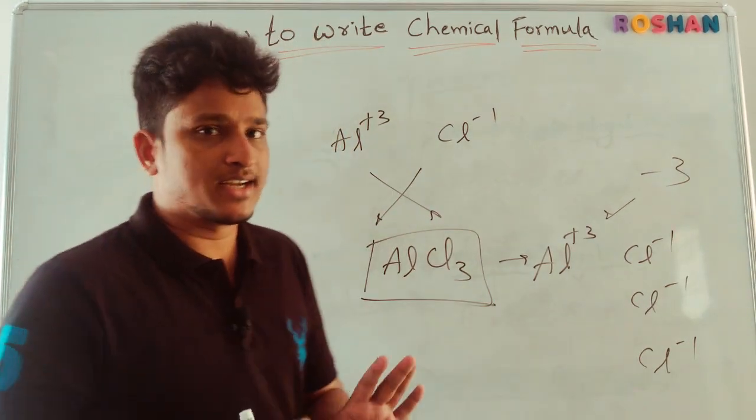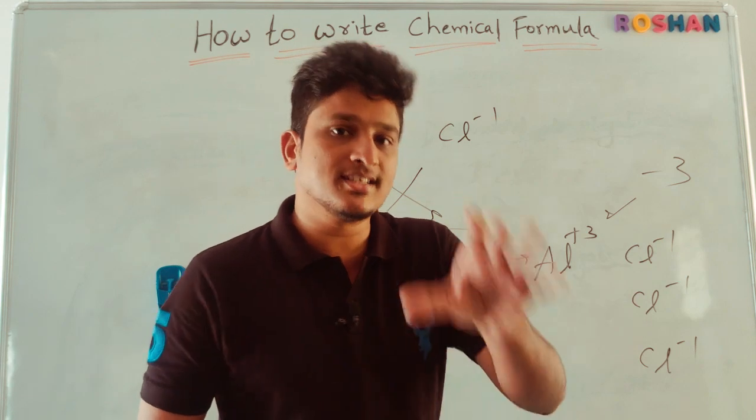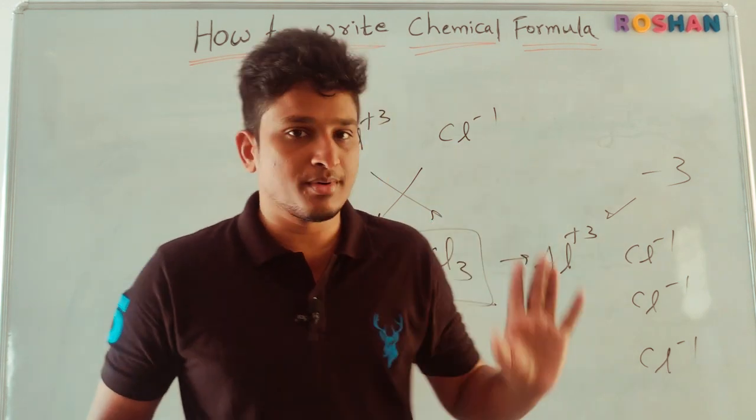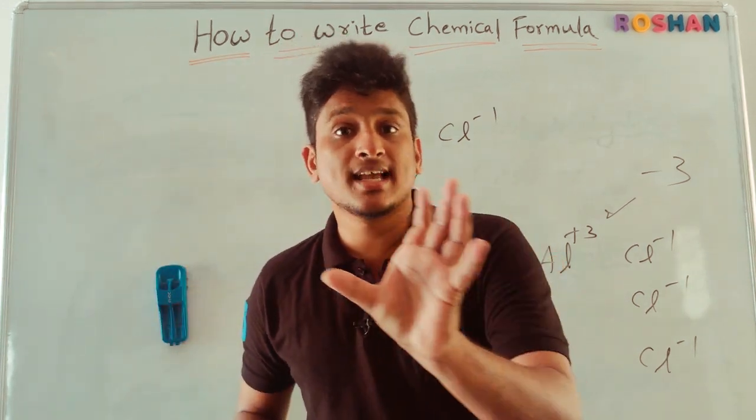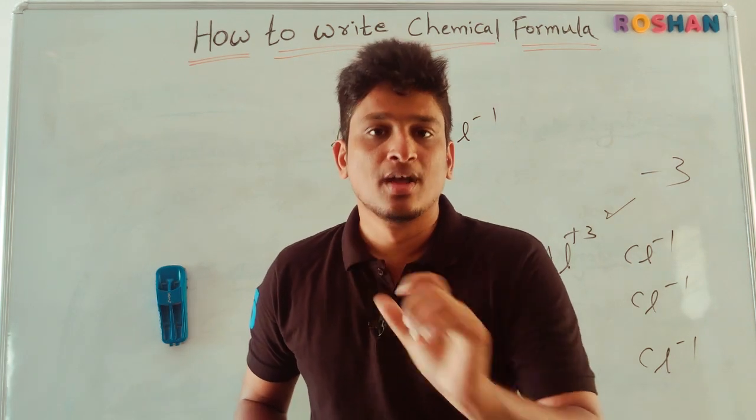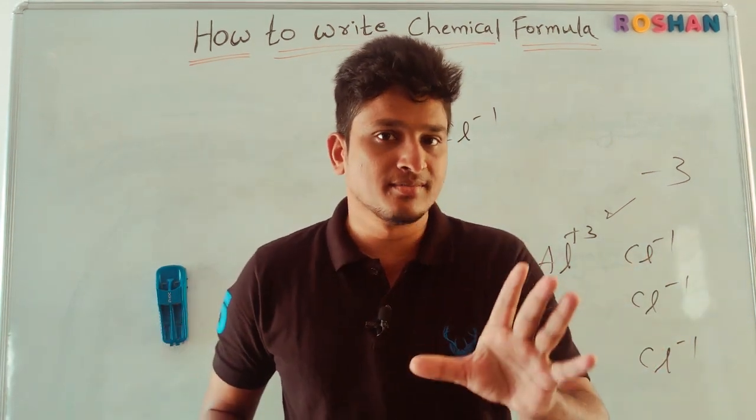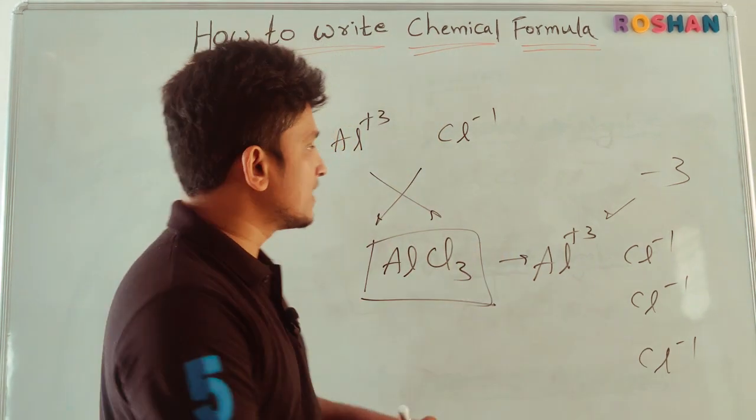So there is one shortcut technique, students. That technique is called the crisscross method. First of all, you have to remember the concept. What is the concept? Neutralizing the charge. That's why they are combining. Yes or no? But to write the formula, we have a technique. Simply we can write. That technique is called the crisscross technique.